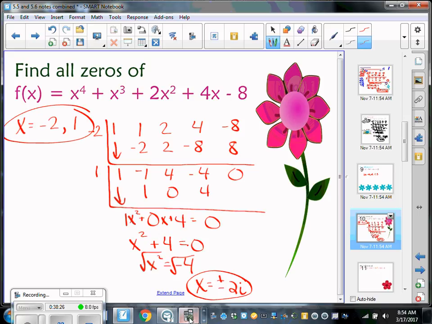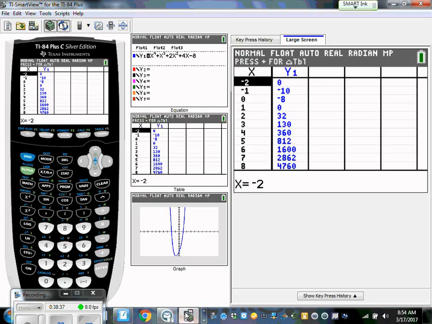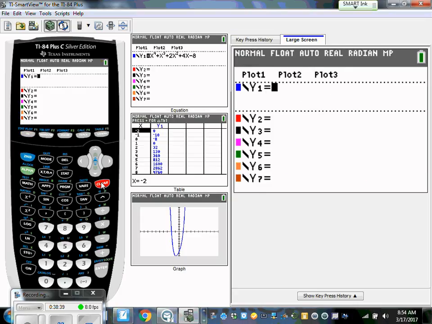All right, we got 1 to go. What do I do first? Let's graph it. How many answers will this one have? It'll have 4. Okay, so let's go ahead and graph it. See if we can get lucky and find all 4 or if we have to do some work.